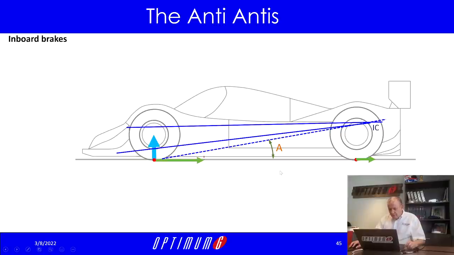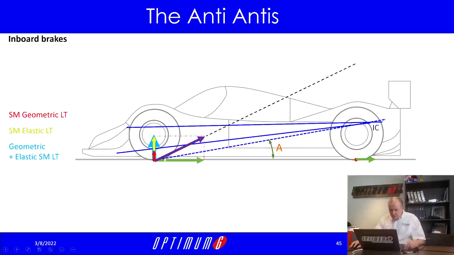Then you have the load transfer, and that load transfer is split into a geometric part, red, and an elastic part, yellow, and that is the composition of braking and load transfer. You have that force going above the instant center, so it will help: the wheel will go up versus the chassis, or the chassis down versus the wheel. But if this instant center had been on that line, you could push as much as you want, the wheel would not move. There would still be ride height variation because of tire deflection, but no suspension movement. That is the angle B. The way we define the anti-dive is 100 multiplied by tangent A divided by tangent B.